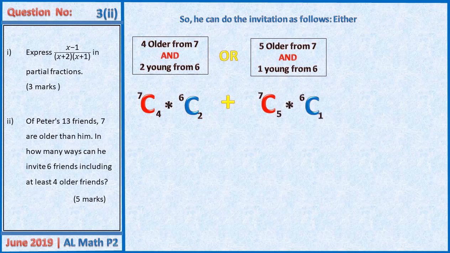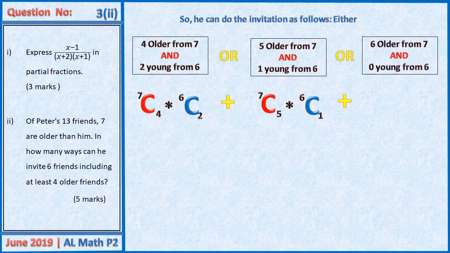And the third way, he can invite 6 from the older 7 friends and no young man at all. So that will give us inviting 6 from 7, we have 7 combination 6 and 6 combination 0.